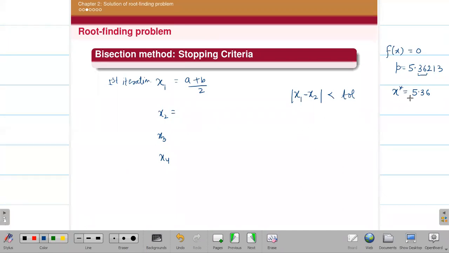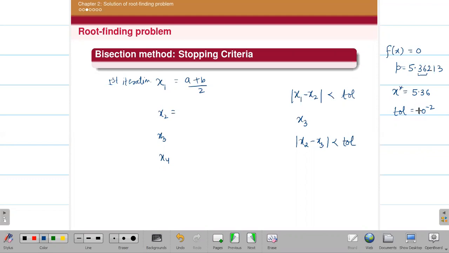Then that will be the tolerance. Tolerance will be 10 raised to power minus 2. I want this accuracy at 10 raised to power minus 2. So if the difference of these two is less than your tolerance, then it is okay. Otherwise, you have to find the third iteration. After finding the third iteration, again you check whether x2 minus x3 is less than your tolerance. Tolerance can be 10 raised to power minus 3, minus 1, or minus 2.